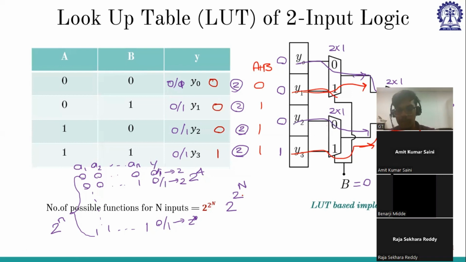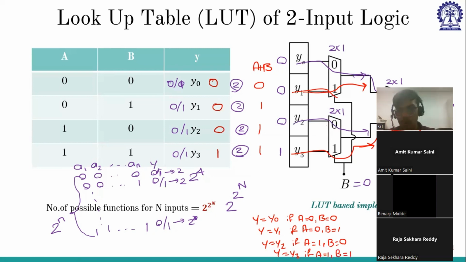So I'm writing here. y is equal to y0 if a equals 0, b equals 0, and y is equal to y1 if a equals 0 and b equals 1, and y is equal to y2 if a equals 1, b equals 0, and y is equal to y3 if a equals 1, b equals 1.